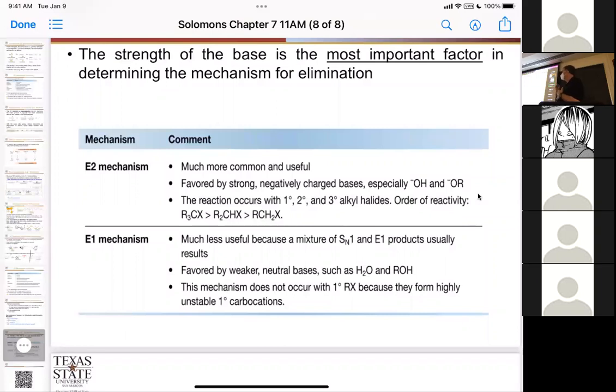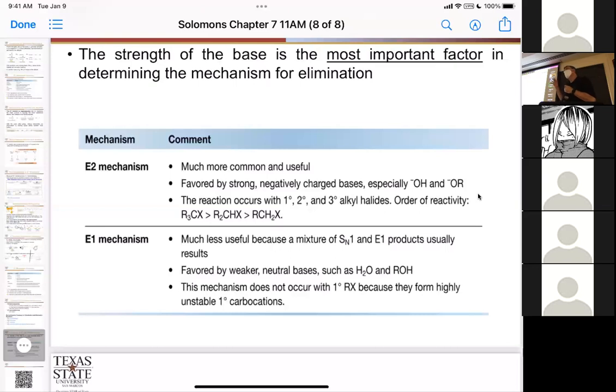It's favored by very strong bases, alkoxides and hydroxides. It occurs in all of these halides, but tertiary is faster. That's different than SN2. Tertiary is faster, okay? And that's because the beta hydrogens are further away from that tertiary center. But tertiary is faster than secondary, which is faster than primary.